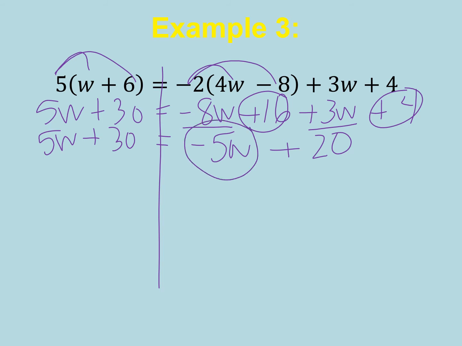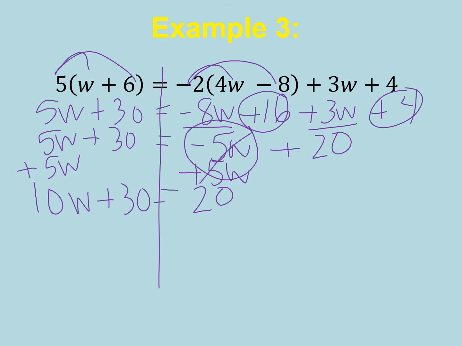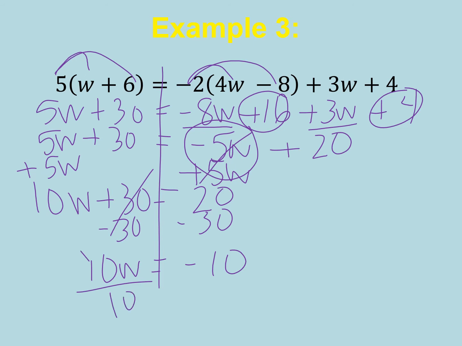So on the right-hand side here, I have negative 5w. So I'm going to add 5w to get that canceled out. I'm going to add 5w over here. That gives me 10w plus 30 equals 20. Okay, there's that two-step equation that you should know how to solve. So I'm going to subtract 30 from both sides. I get 10w equals negative 10. I'm going to divide by 10 on both sides. And I get w equals negative 1. Okay, so negative 1 is that final answer.